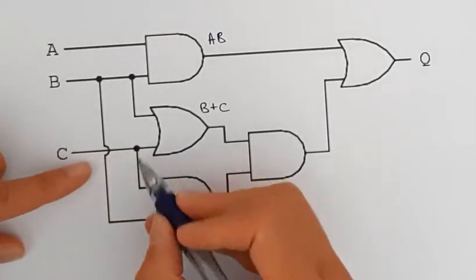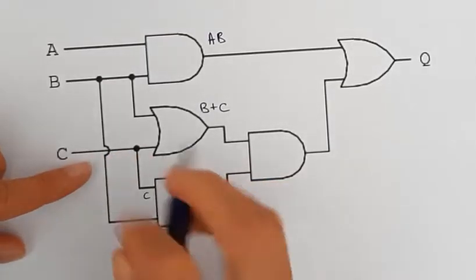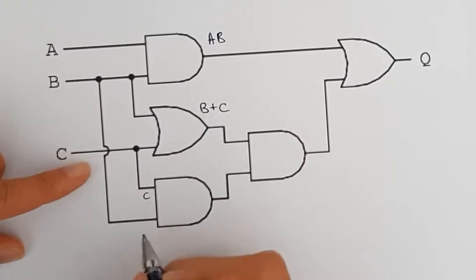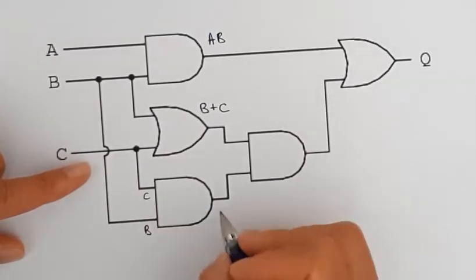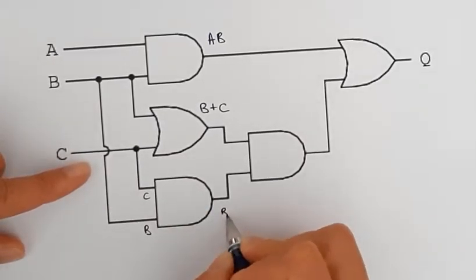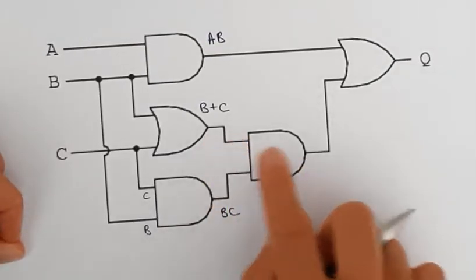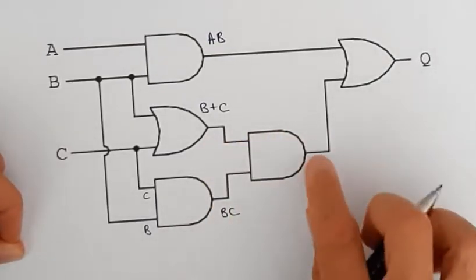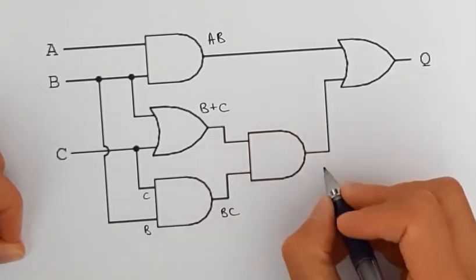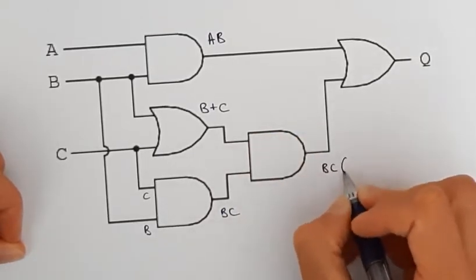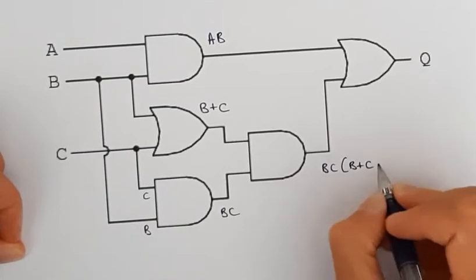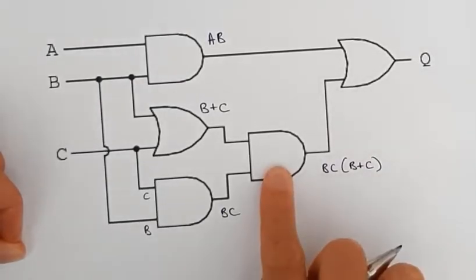So here, this is a C coming in. Here I've got B coming in, and it's another AND gate. So here I've got B and C. Now I know what my inputs are here, so my output of this AND gate is going to be B, C and B plus C. So this is my output of this one.